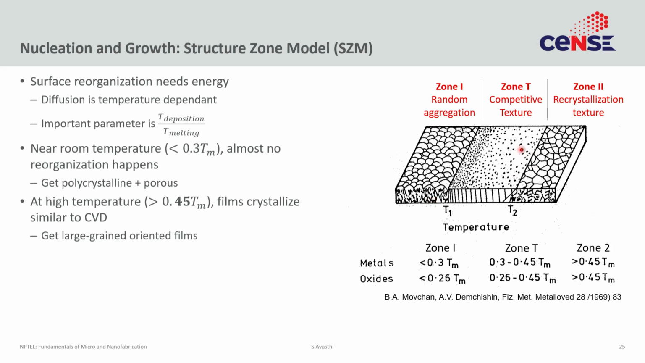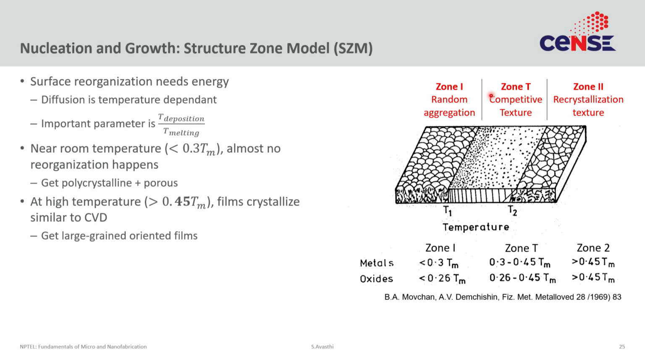Now, this nomenclature of zone 1, zone T and zone 2 is a relatively modern one. The original paper used slightly different labels, but the concepts are the same. Why they are called 1, T and 2 will be more clear when we discuss sputtering.